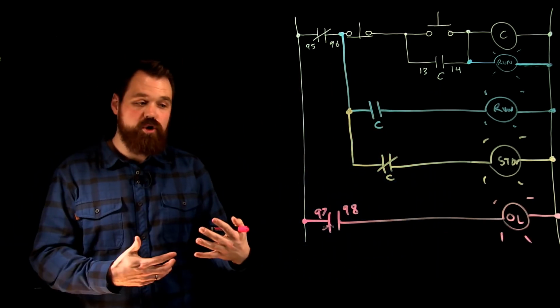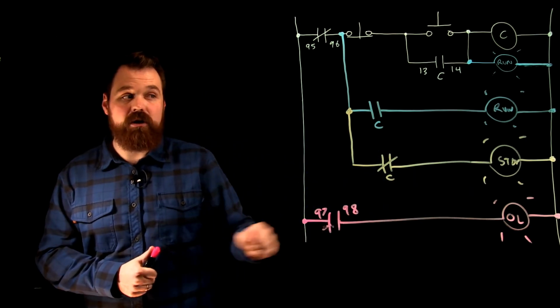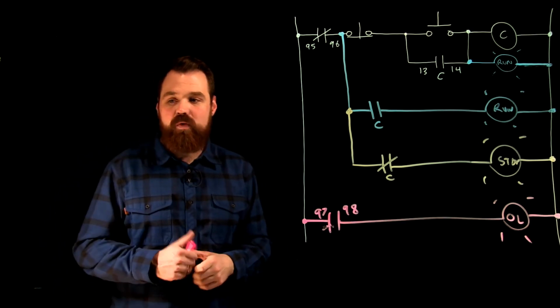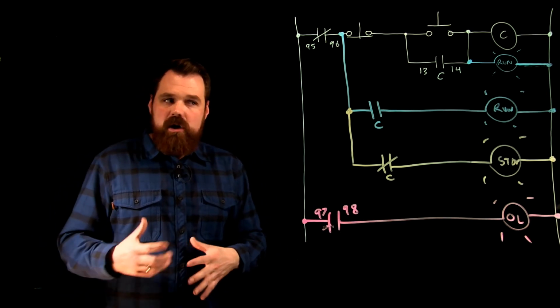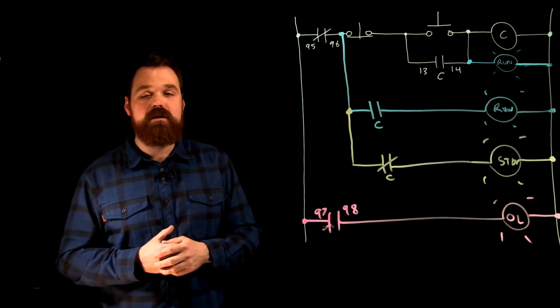So if our overloads trip, our motor would obviously shut off. This set of contacts would close, and we'd actually turn on an overload light indicating we're in that overload condition. So quite a few options for different pilot lights we can put into the circuit.